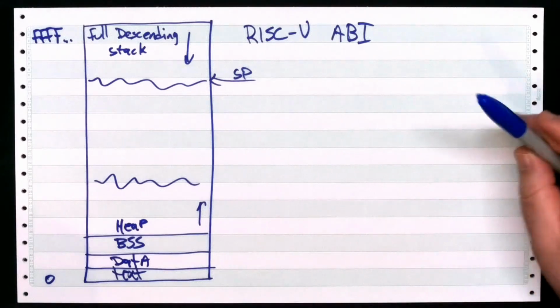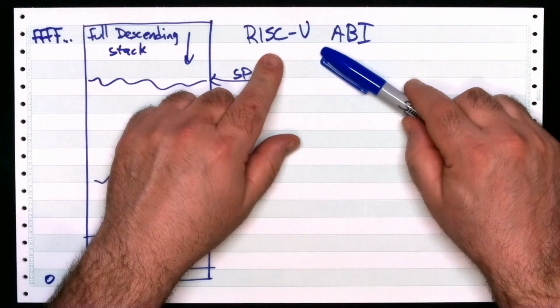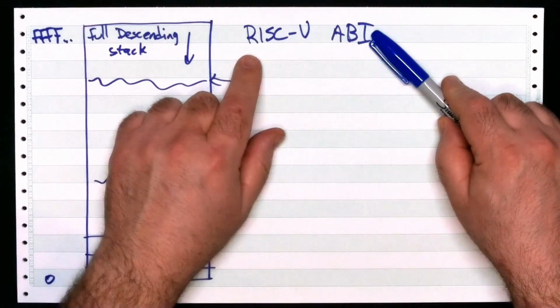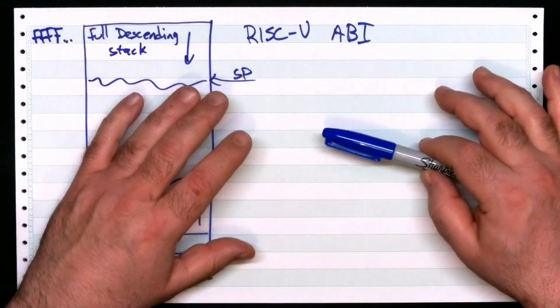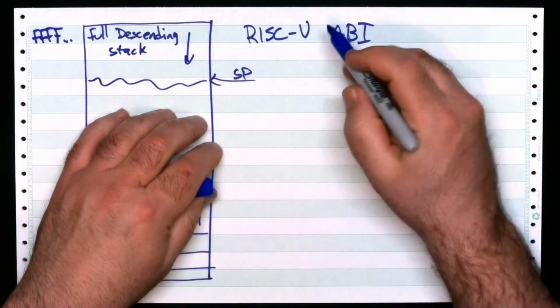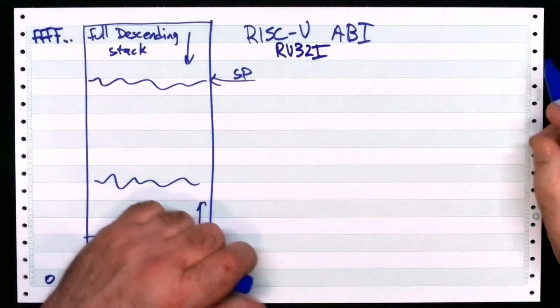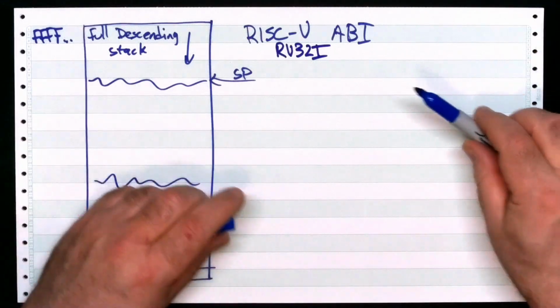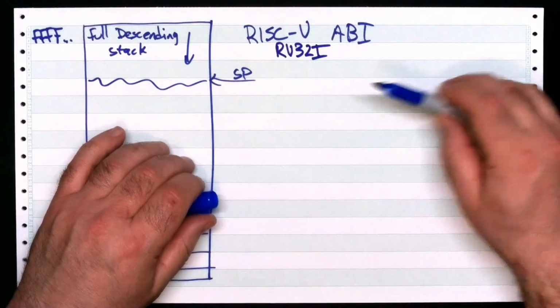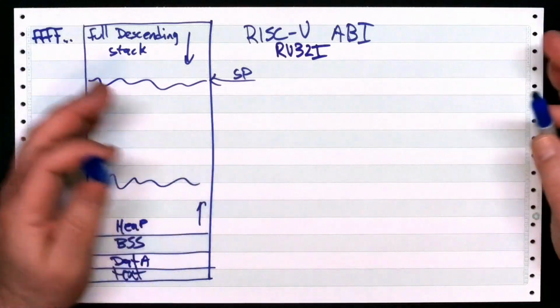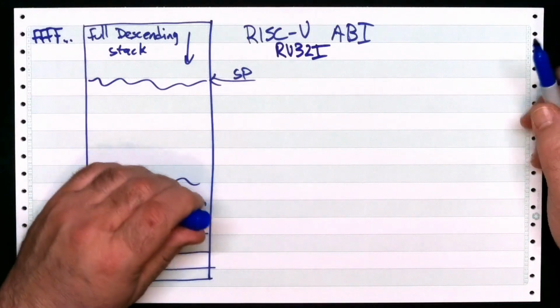So what we're going to say here applies to basically the entire RISC-V family, the ABI for the whole RISC-V family. I'm going to focus, however, specifically on the RV32I in this particular discussion. But like I said, 99% of this applies to all the other modes as well: 64-bit, 128-bit, and so on.